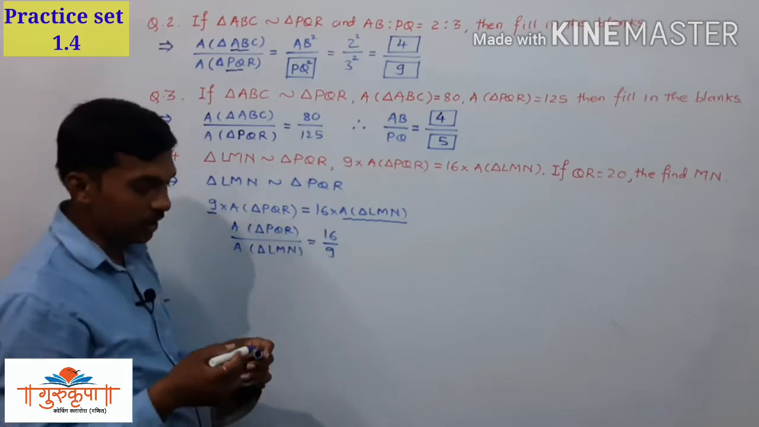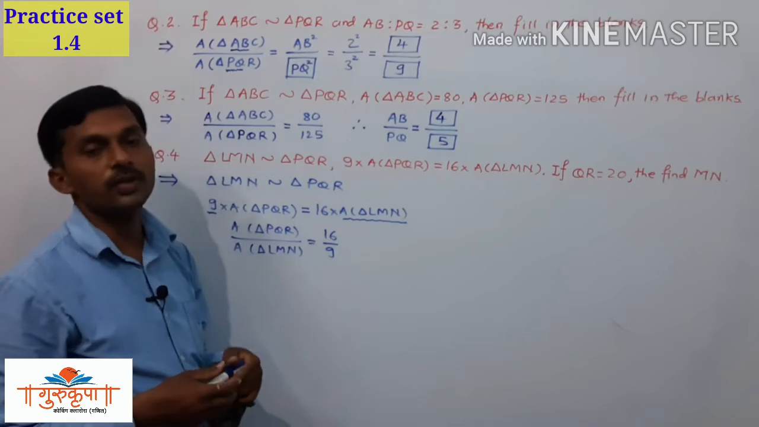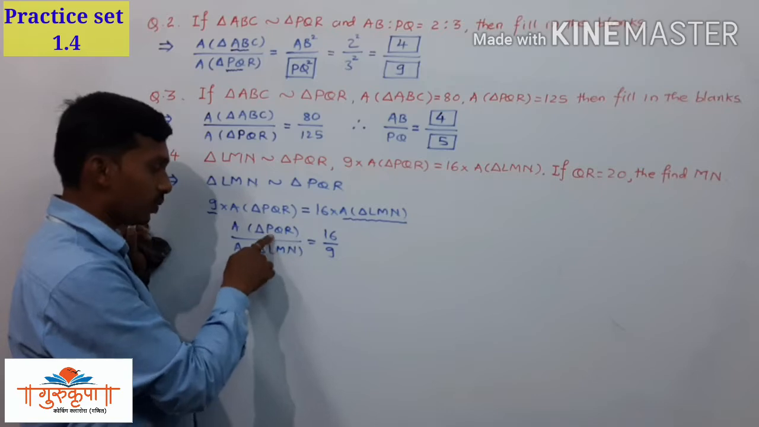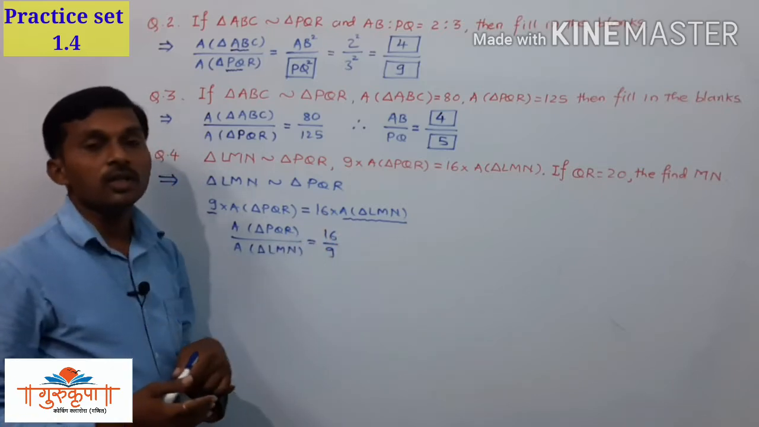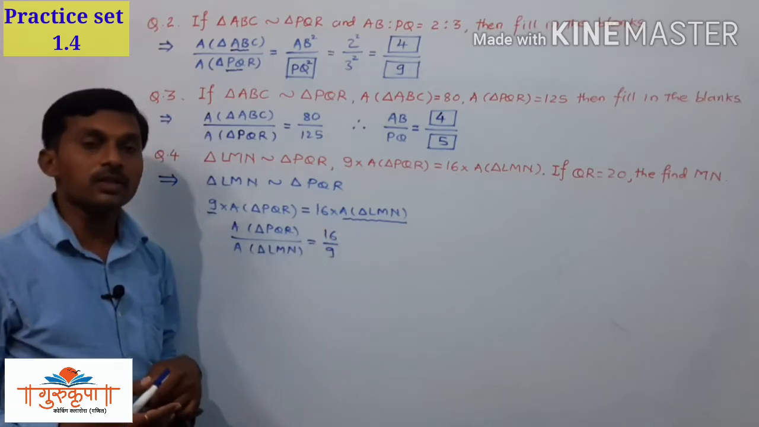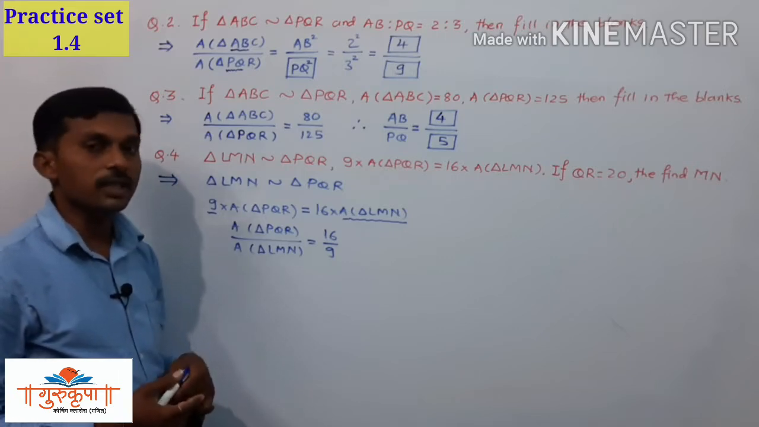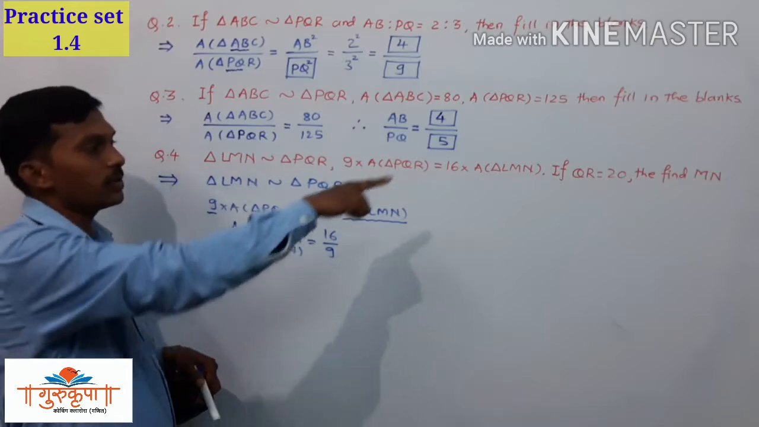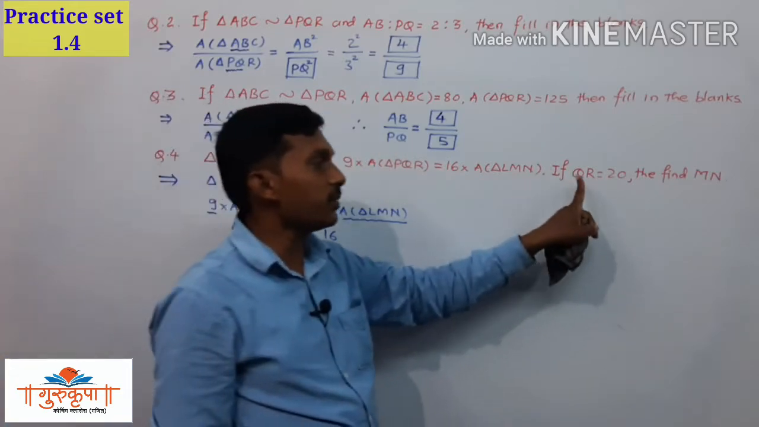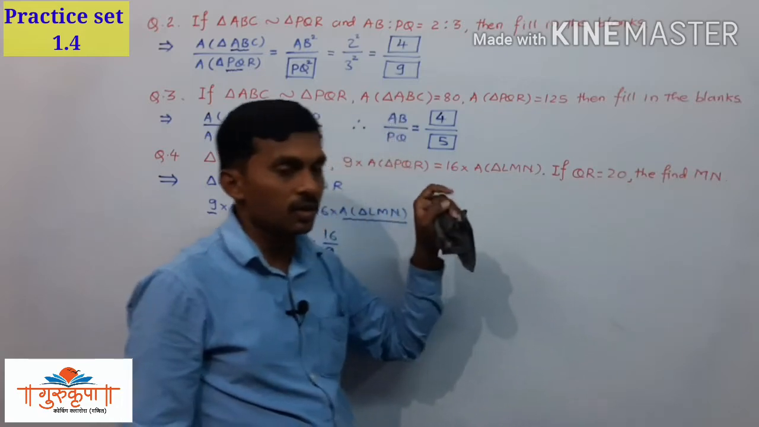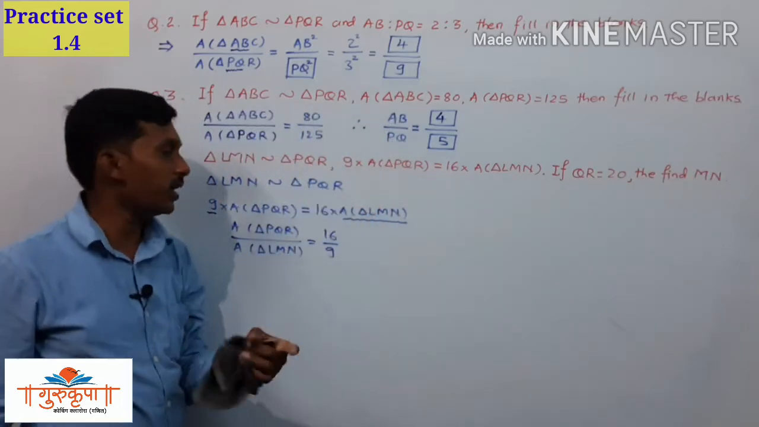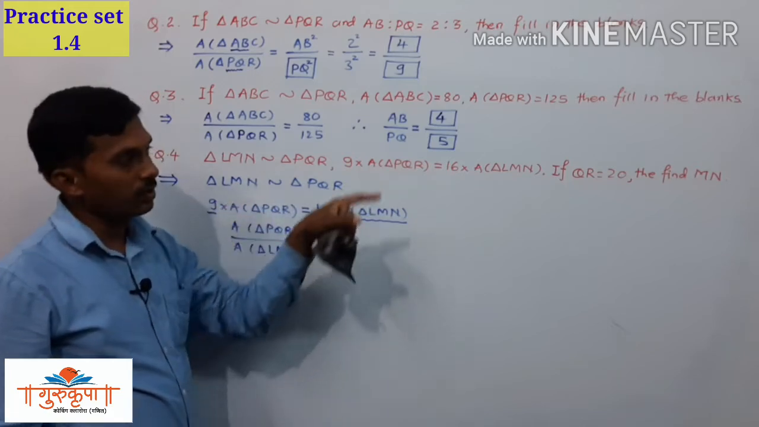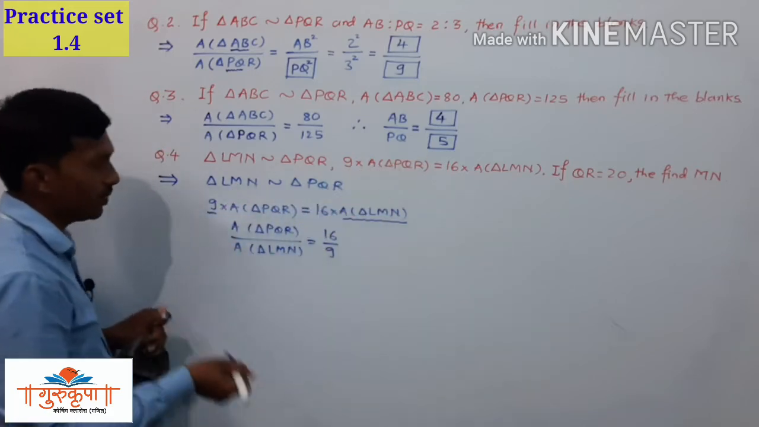And as we know, if two triangles are similar to each other, by using the theorem of the areas of similar triangles, the ratio of the areas of two similar triangles is equal to the ratio of the squares of their corresponding sides. So here we have to put the values, and the corresponding sides we have to use are QR and MN. QR is given and MN we have to find. So we will use the theorem.